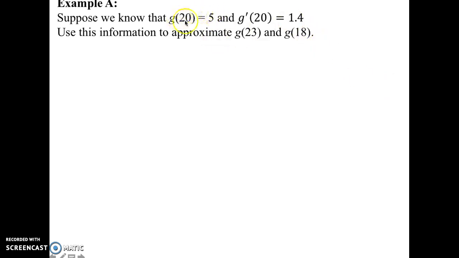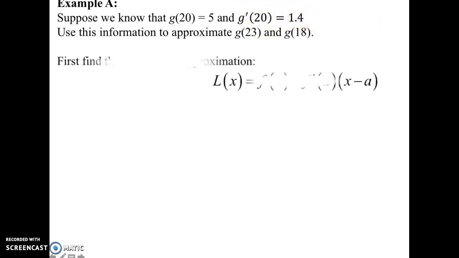I have a point on the curve, which is the point (20, 5), and I know the value of the slope at that point of tangency. I know the slope of the curve is equal to 1.4. So I could put this into the linearization. I could say, well, the value of the function is really close to the value of this line near 20, and 23 and 18 are relatively close to 20.